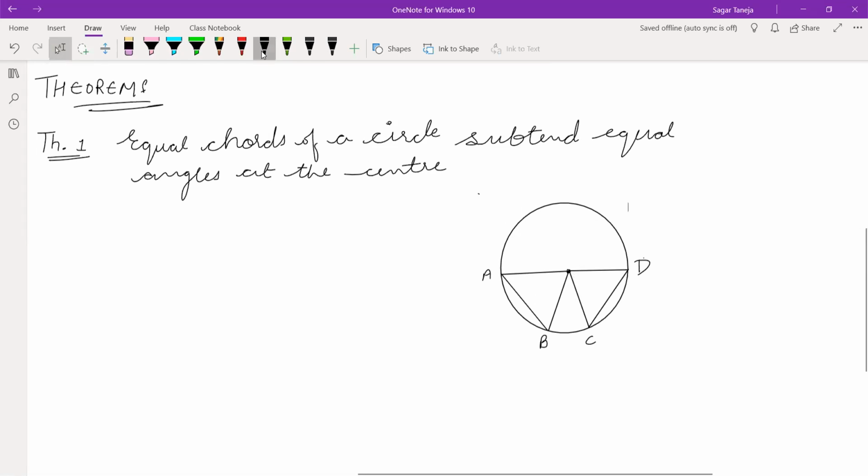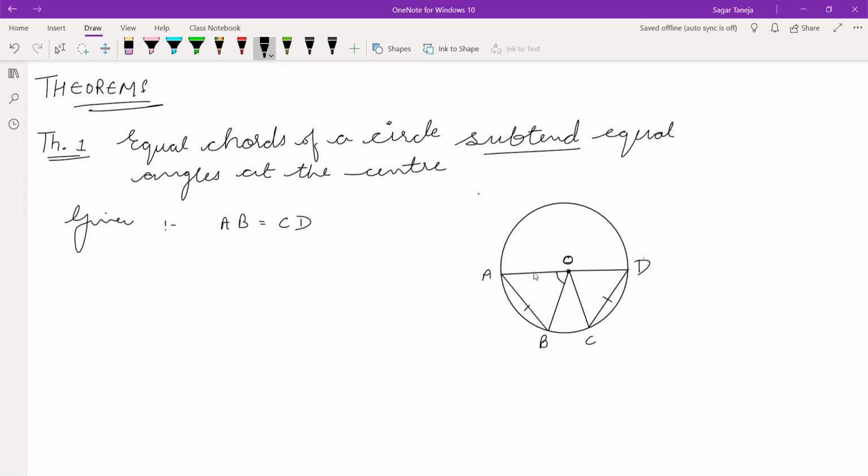Now look, equal chords of a circle. What is written? Try to understand it carefully. Equal chords of a circle. So I have made equal chords. AB and CD are the equal chords. So I am writing here in the given that the chords are equal. AB is equal to CD. Subtend means they make equal angles at the center. So equal chords make equal angles at the center, where let this center be O.